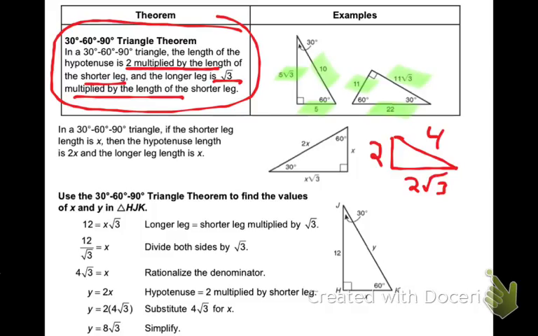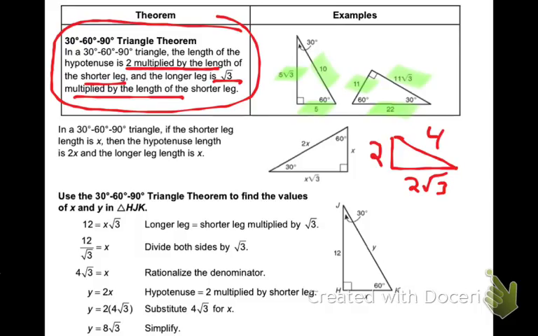Now here's the difference. Here's how I associate them. 45, 45, 90. Notice there are 2 different lengths, right? Because it's an isosceles triangle. So 2 different lengths I associate with the square root of 2. 30, 60, 90 has 3 different lengths, so I associate it with the square root of 3. That's how you keep the two separate.